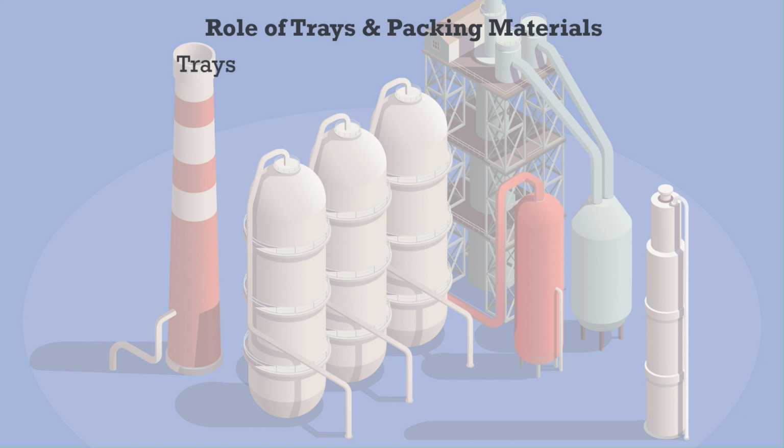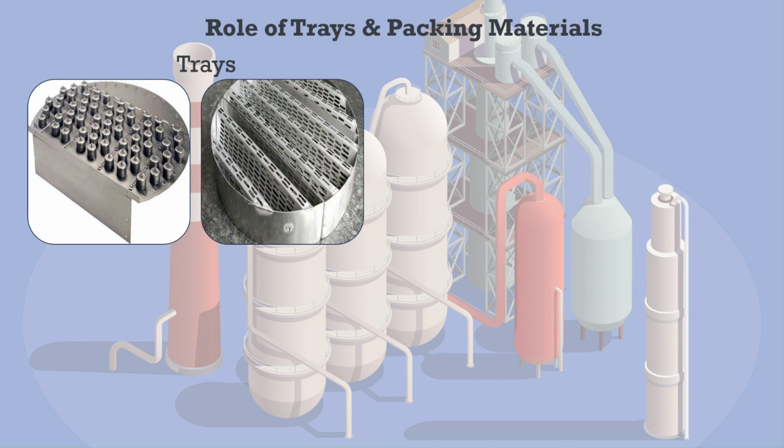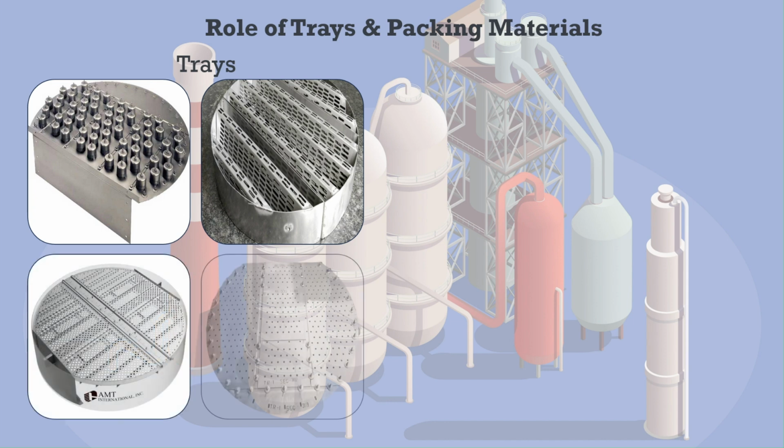Trays. Trays are horizontal plates installed at intervals inside the column. They contain holes or perforations that allow vapor to pass upward while liquid flows across the tray surface. The primary function of trays is to promote intimate contact between the vapor and liquid phases, facilitating mass transfer and thus the separation of different components.